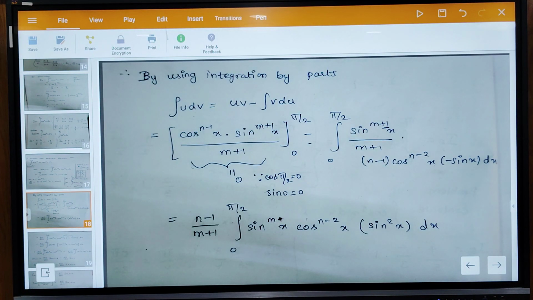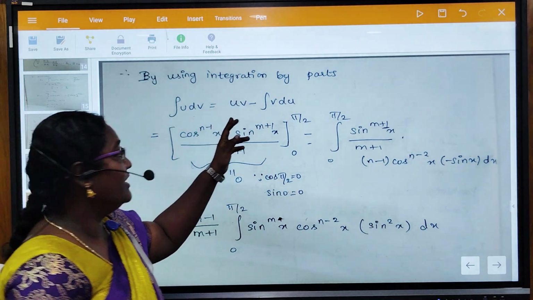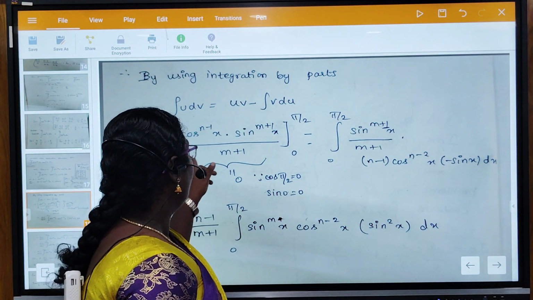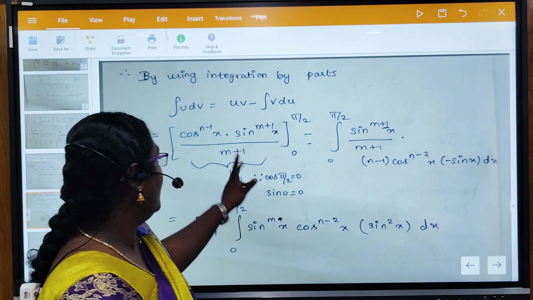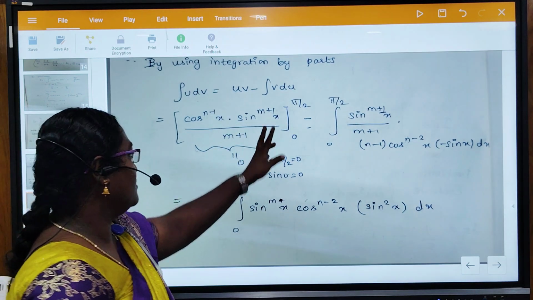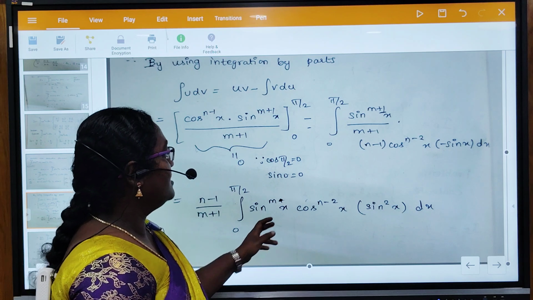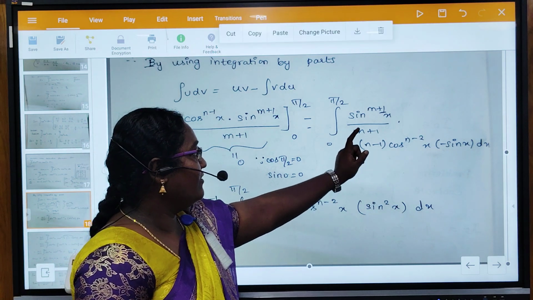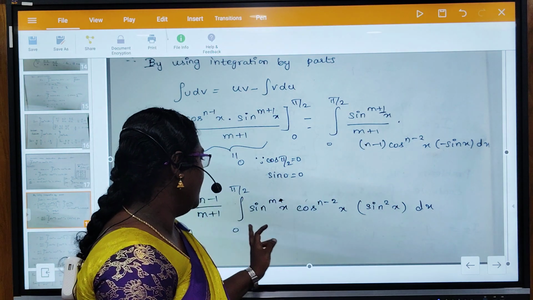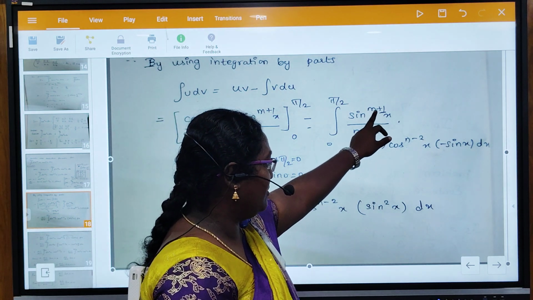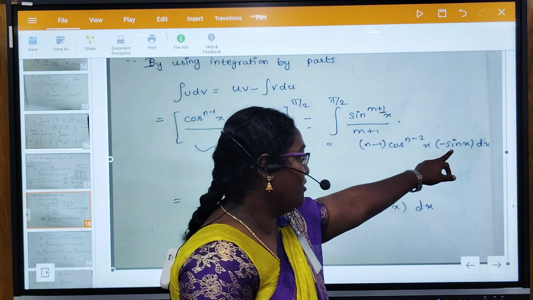Now using the same formula, again using integration by parts, integral u dv is equal to uv minus integral v du. We are substituting in the formula. Again this term vanishes because of cos pi by 2 and sin 0. So it will be left with these terms. In the numerator we have n minus 1 here and n plus 1 here. So one more step we are doing here. Here we have sin power m plus 1, and here we have 1 sin.